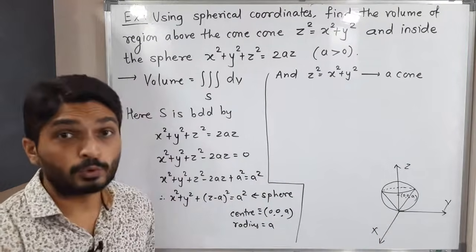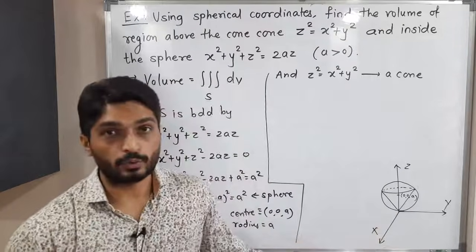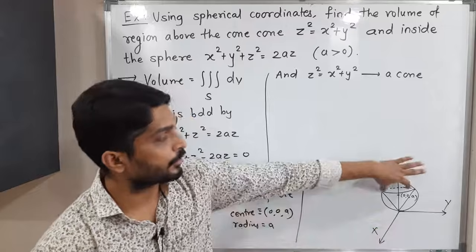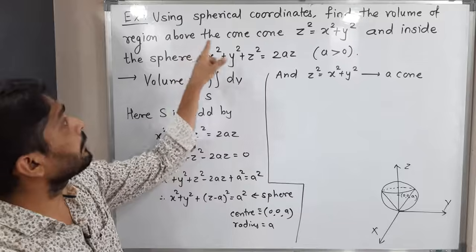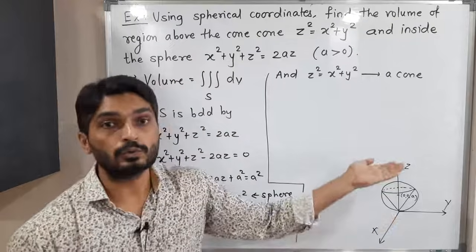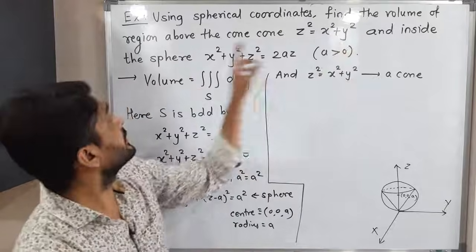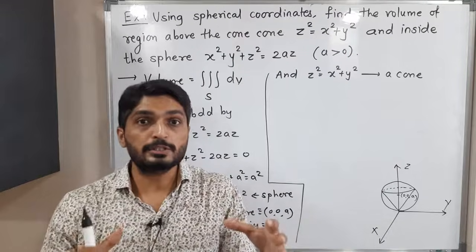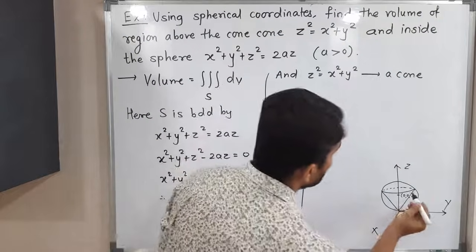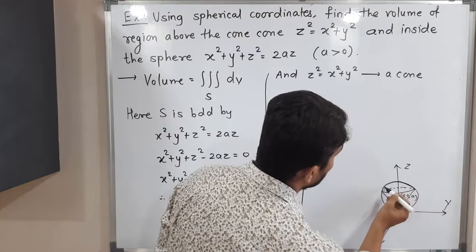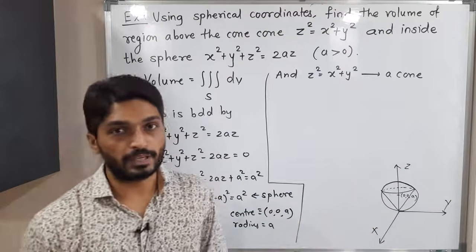Actually, we are supposed to draw this cone below the xy plane also. But see, what have they mentioned? They have clearly mentioned the region above the cone. So that's why the lower part of the cone is not required, and I have not drawn that. The region should be inside the sphere and above the cone, so this region we will have like this, just like an ice cream cone, that type of shape we have here.